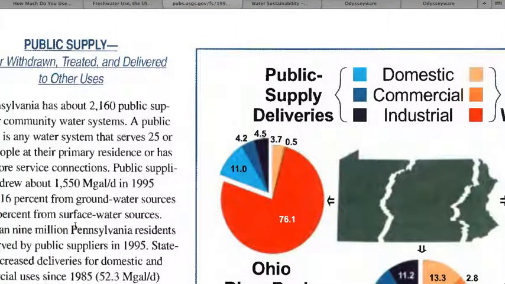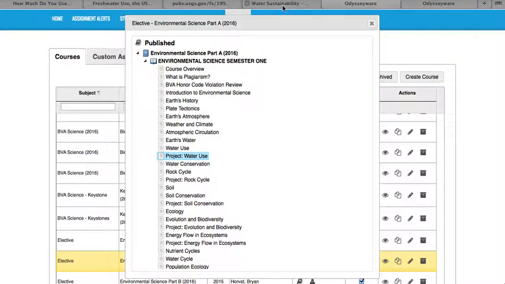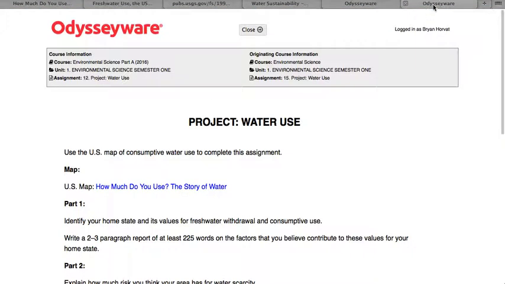So really this article here can really help you formulate this 2 to 3 paragraph project about what's contributing to the values of our state.